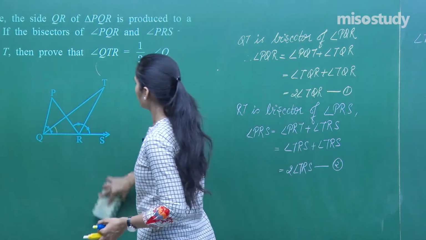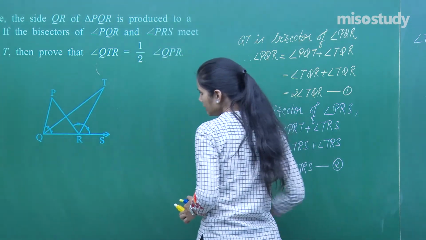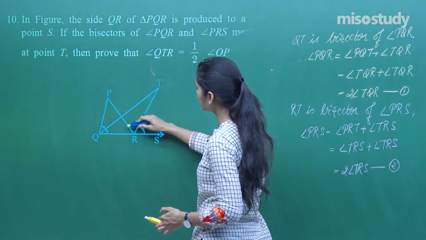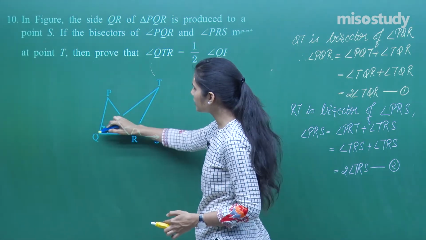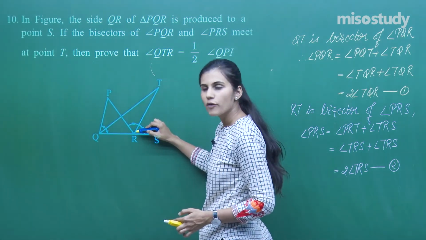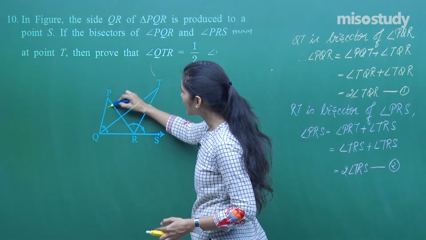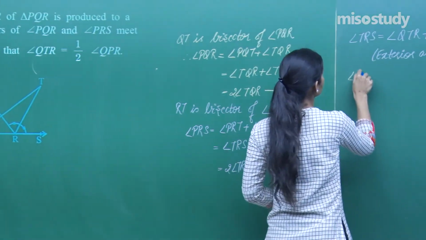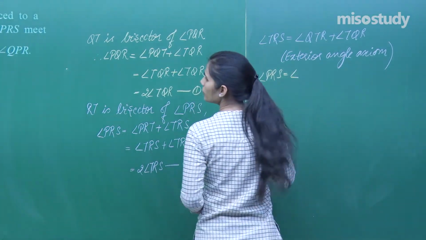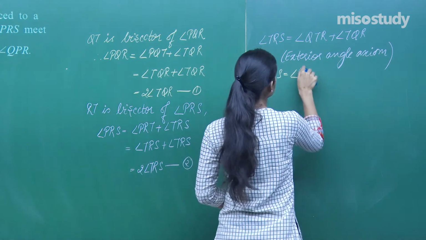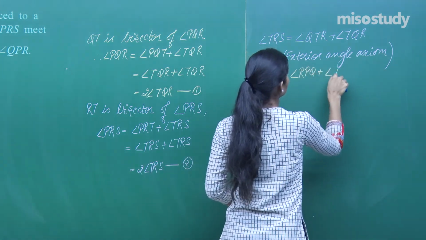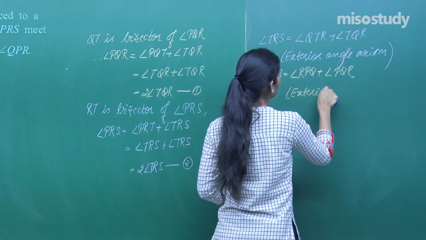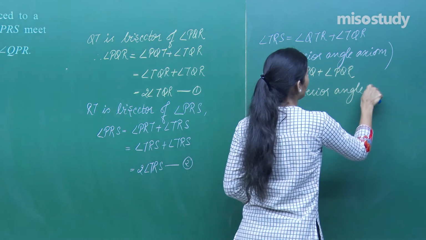Now let's focus upon one more thing. In this triangle PQR, this complete angle that you can see, PRS angle, is an exterior angle of the triangle PQR. So even that will be equal to the sum of opposite interior angles, angle PQR plus angle QPR. So I have angle PRS is equal to angle RPQ plus angle PQR, again by exterior angle axiom.